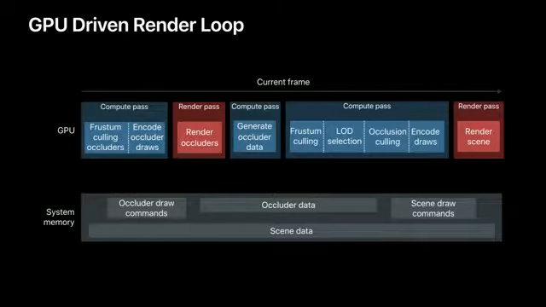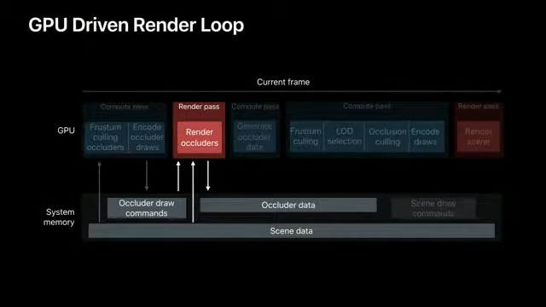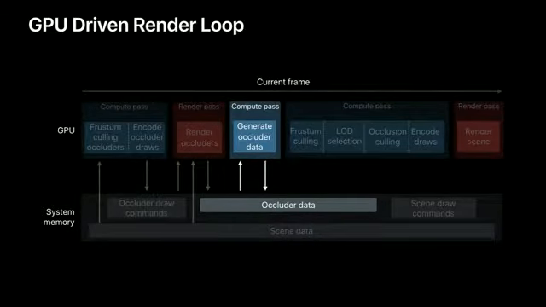Now, we need occluder data for occlusion culling. So first, we have a compute pass that takes the scene data, does frustum culling of occluders, and encodes commands for rendering the occluders. Now, these encoded occluder draw commands are executed in a render pass, so we generate any required occluder data. Now, this occluder data can be in various forms, depending on how it gets generated. So you may want to further process that data. For that, we can have another compute pass. Now, in this pass, the occluder data can be converted into a form that is more suitable for occlusion culling.